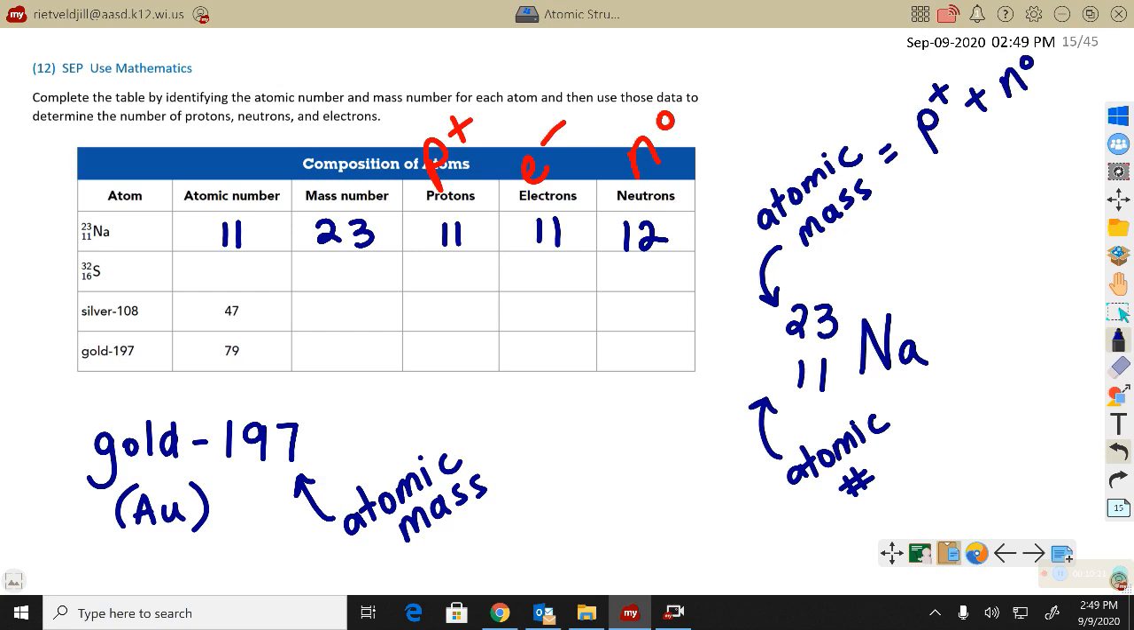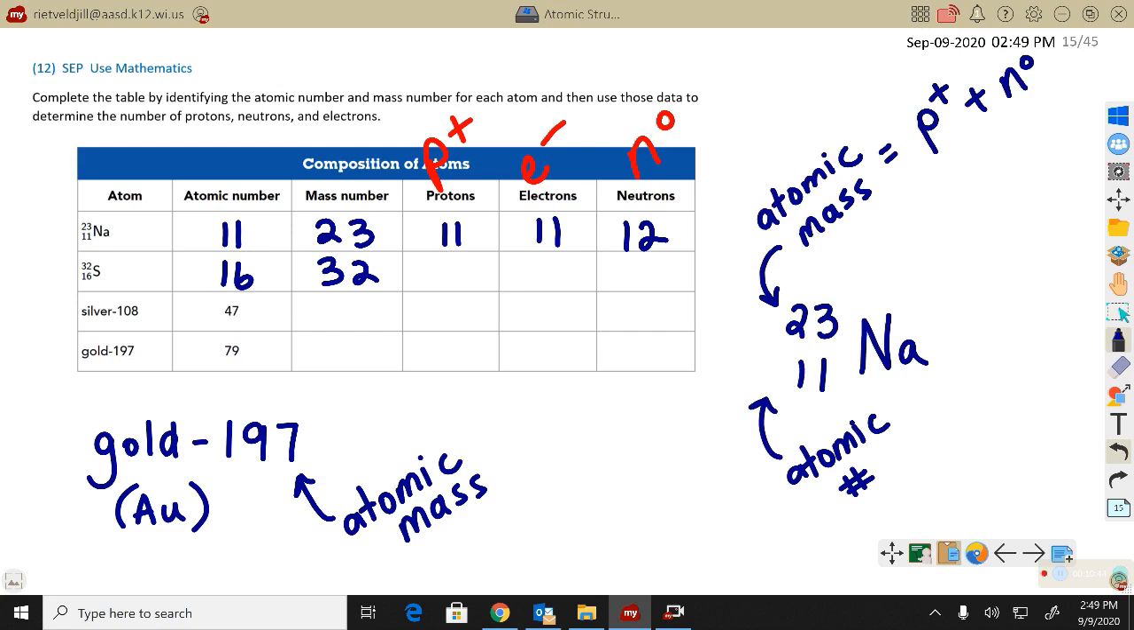Awesome. So we're just going to see if we can fill this out, and hopefully you had a chance to look at it, and we'll see if you got it right. So the second element down is sulfur. Sulfur is S. The smaller number is the atomic number, 16. The larger number is the atomic mass.